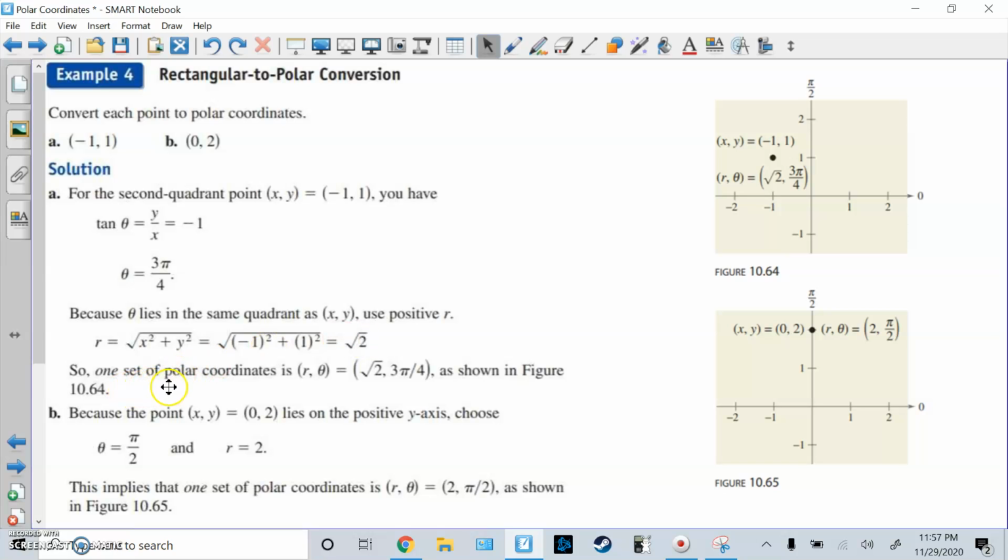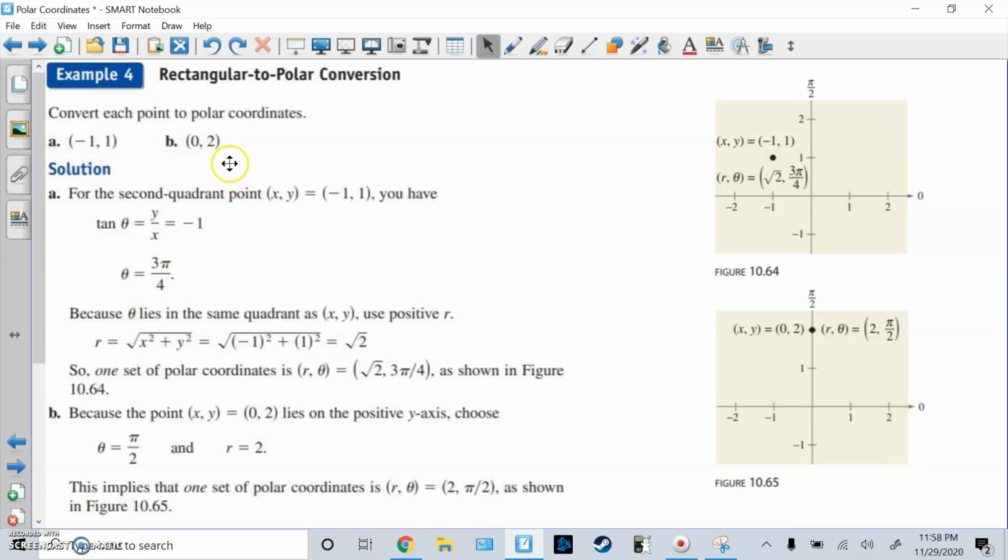So one set of polar coordinates, and there's multiple ways to say this. Remember, you just do coterminal angles. For r comma theta it's going to be root 2 comma 3 pi over 4, just like in this picture up here. So this is 3 pi over 4. Right, this is x and y, the same thing, so it's over 4s. And that's root 2 away from the origin, or the pole.